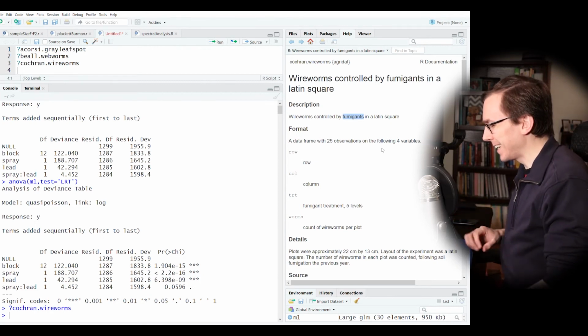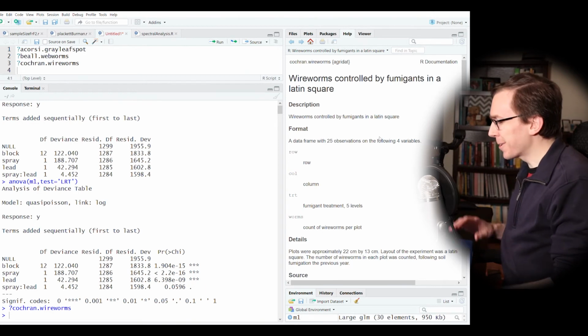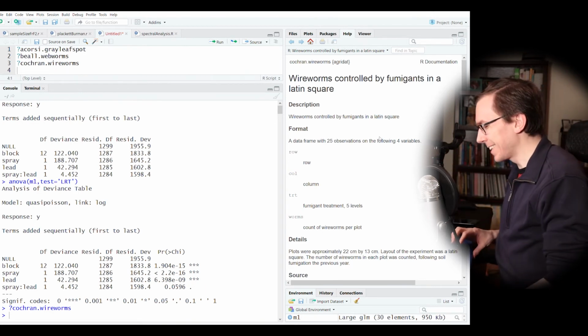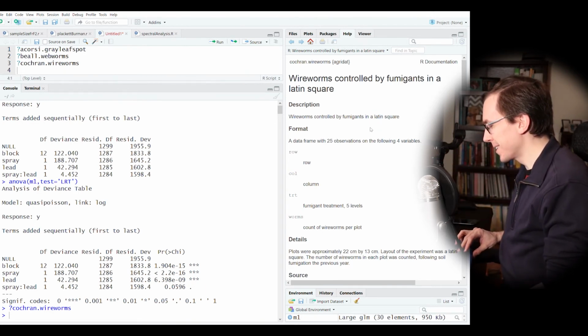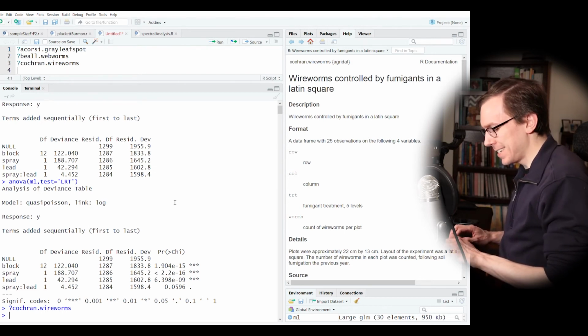Okay, so they're fumigating, presumably to try to get rid of the wireworms. Man, I've done too many of these lectures. I can't speak anymore. Regardless, this is a Latin square design, and I like Latin square designs, so that's why I wanted to include it. So again, let's look at the data and see what we get.